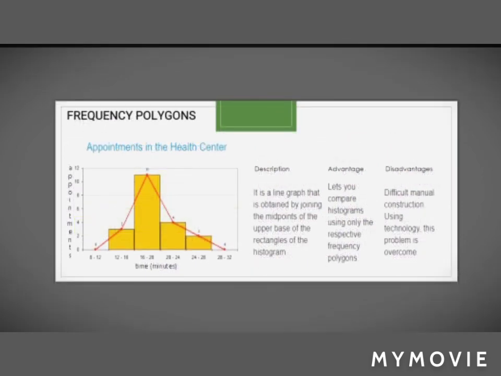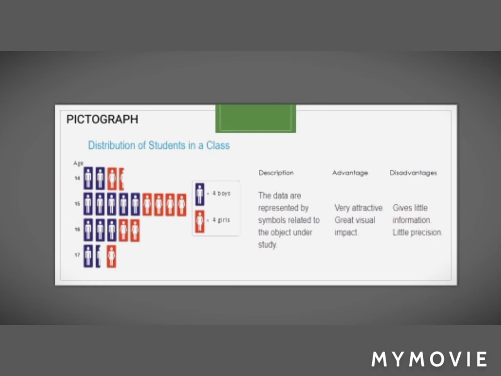Frequency polygons. It is a line graph that is obtained by joining the midpoints of the upper base of the rectangles of the histogram. Advantages: polygons let you compare histograms using only the respective frequency polygons. Disadvantages: it is difficult to construct manually. Using technology, this problem is overcome.